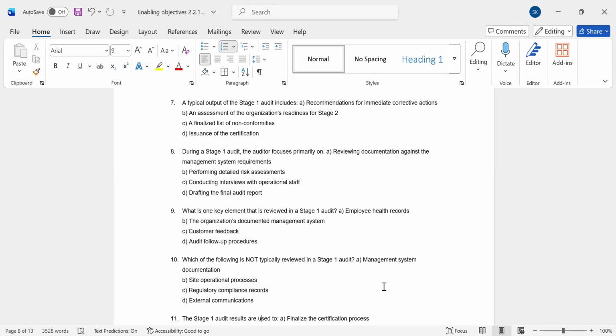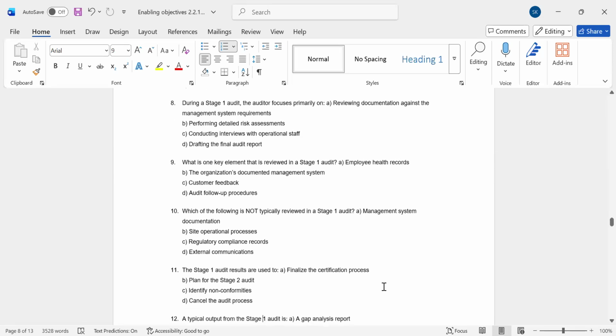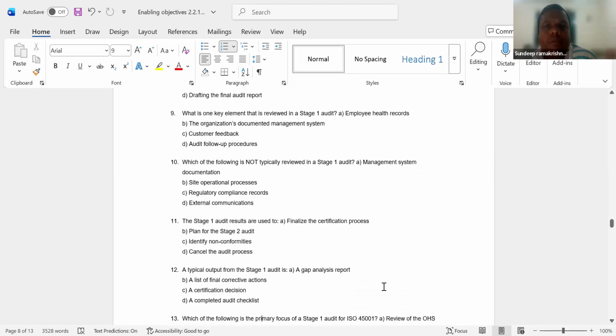Right. Eighth one. During a stage 1 audit, the auditor focuses primarily on: A. Reviewing documentation against the management system requirements. B. Performing detailed risk assessment. C. Conducting interviews with the operational staff. D. Drafting the final audit report. A only. Yeah, good. A is the right answer. Okay. Ninth one. What is one key element that is reviewed in a stage 1 audit? A. Employee health records. B. The organization documented management system. C. Customer feedback. D. Audit follow-up procedures. It's B.